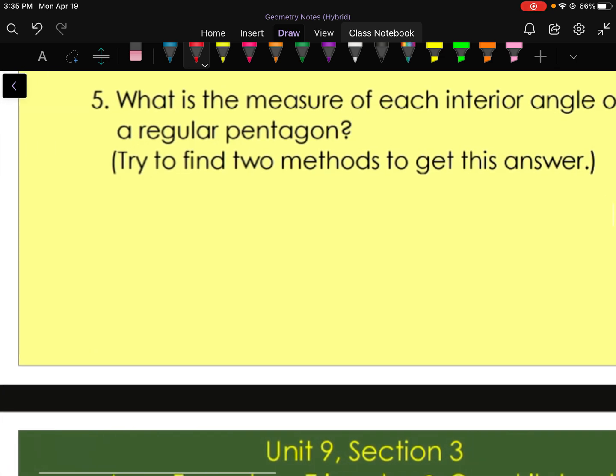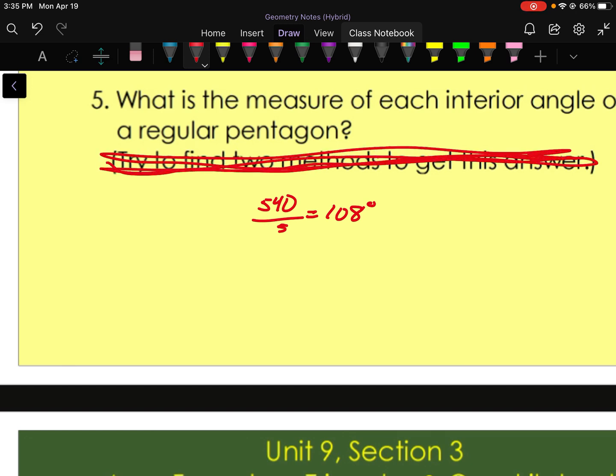What is the measure of each interior angle of a regular pentagon? Okay, so you could do this a couple of different ways. The first way is to take the total number of degrees, which is 540, divided by 5, and you'd get 108 degrees. Easy enough. The other way is not as common, so we'll just go one way here. It's hard to show when we haven't really worked on the other way a lot yet. So method 1, just take the total number of degrees, divide it by the number of angles, and you get 108. And that is it.